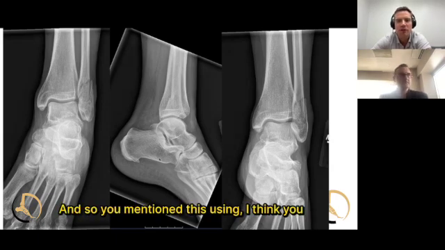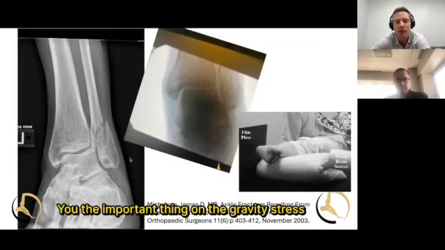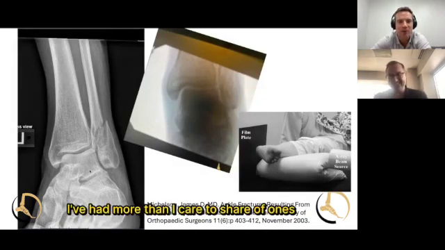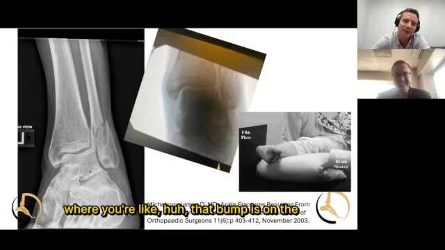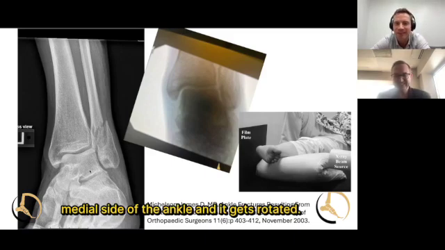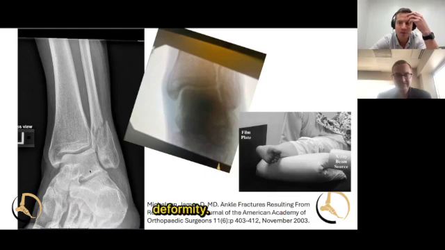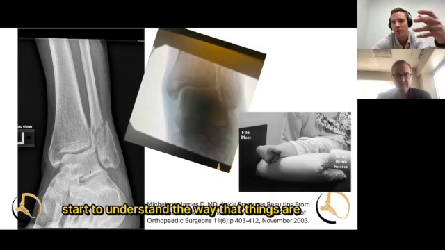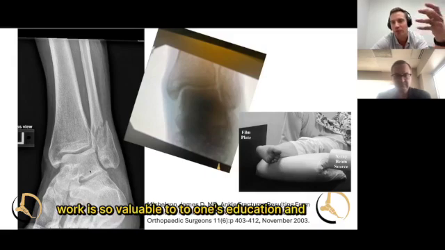And so you mentioned using gravity stress. The important thing on the gravity stress is to stress it the right way. Yes. I've had more than I care to share of ones that get stressed the wrong way. Usually they're not from our clinic, but you see that the bump is on the medial side of the ankle, and it gets rotated. When we were residents, I'd always think about recreating the deformity. It helps when you do some reductions of these, because then you start to understand the way things are moving, and it becomes second nature. That's part of the reason the hands-on ER work is so valuable to one's education.